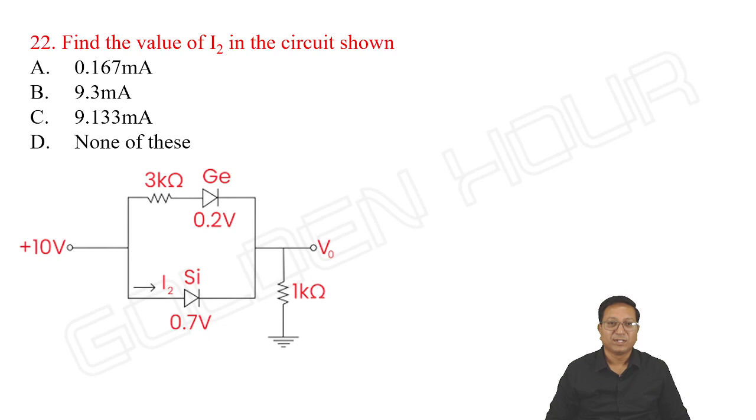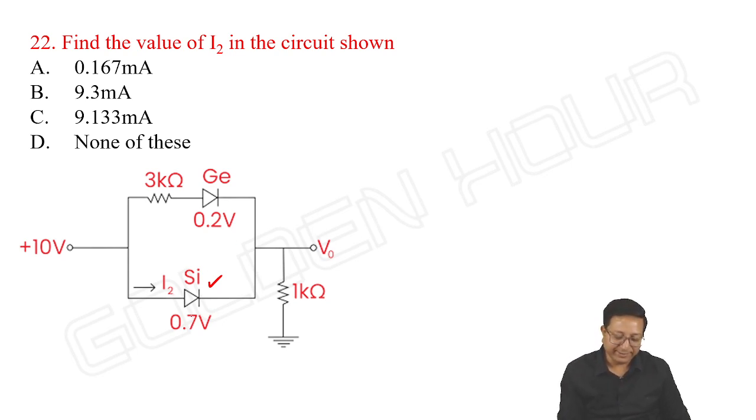Next, see this. Find the value of I2 in the circuit shown. They are asking for I2, the current through the silicon diode. It is shown with germanium and silicon diodes. Once germanium is on, the voltage across the germanium diode is 0.2 volts, and if the silicon diode is in conduction, the voltage across it is 0.7 volts. What is the current through this particular silicon diode they are asking?